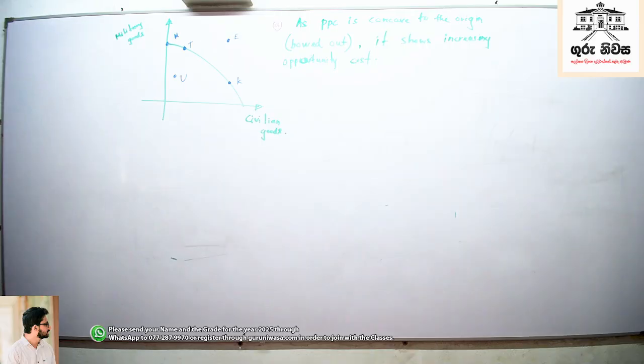Final production possibility curve because shape of the concave. No, you can just say concave to origin. That's enough. Origin, not slope. Just PPC curve is concave to origin. No need to explain this part. You can just say PPC is concave to origin, so it shows increase in opportunity cost. That's enough.